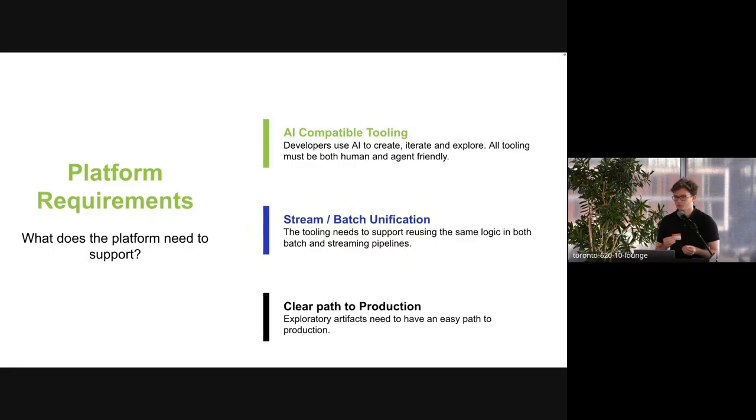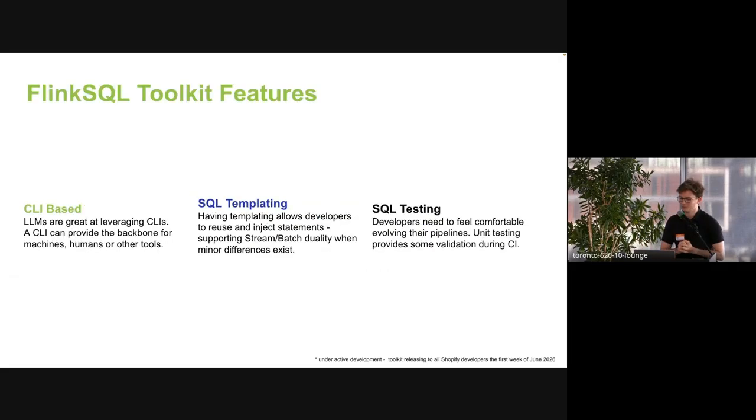And we also need a clear path to production. There are two things in there. You want to be able to test your Flink SQL, but you also want the artifacts that you explore with to be some sort of file-based system that you can check in. Otherwise, you're going to be copying and pasting all the time. I'm sure a lot of folks, if you've ever written a data pipeline here, have experienced what I'm talking about.